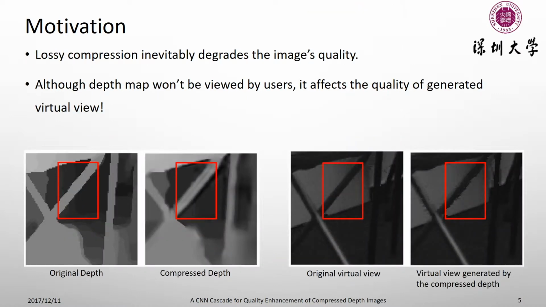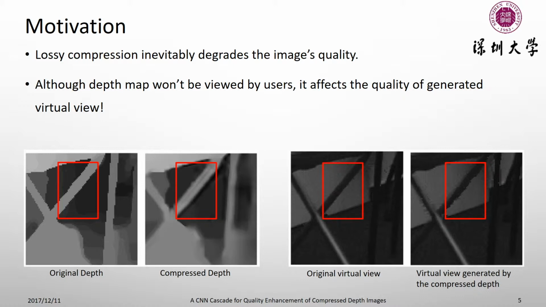As we know, lossy compression in general inevitably degrades the image's quality, especially for depth images, whose values represent the 3D scene's geometric information. When encountering compression, severe geometric distortions and visual perceptual degradation over discontinuous regions will occur. This not only affects the quality of the depth image itself, but also the synthesized views in stereoscopic image applications.